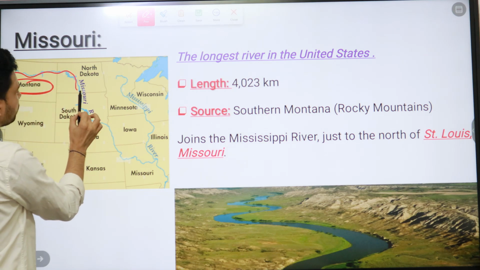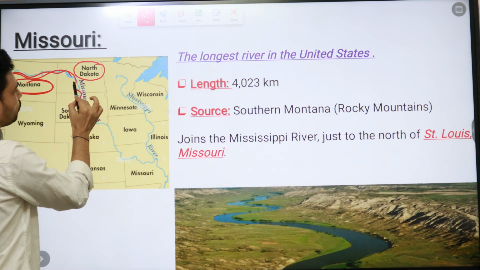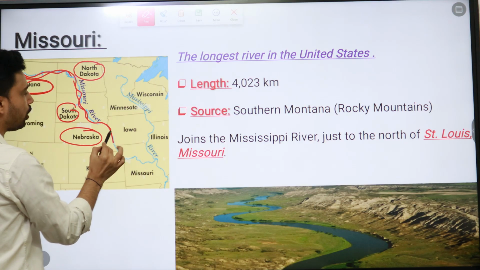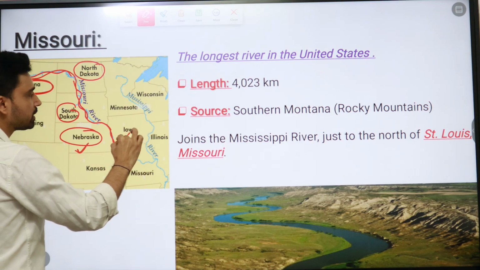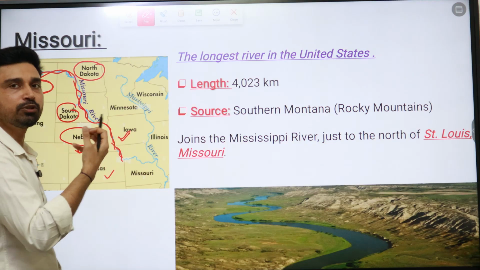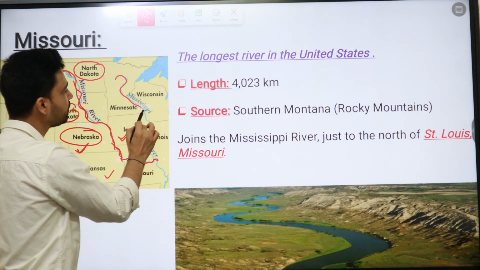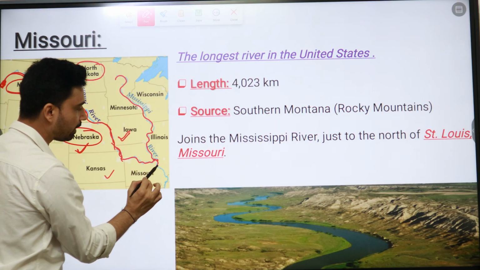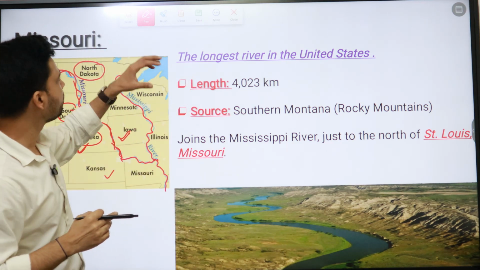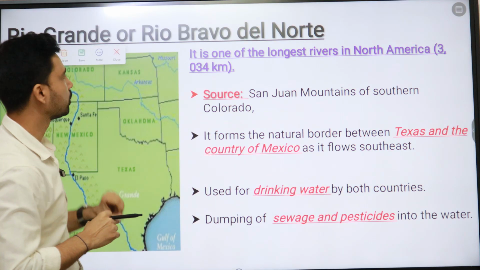After originating from here, you can see it passing through several states. It originates in the state of Montana, then it flows to the state of North Dakota, then to the state of South Dakota, then it enters and flows along the border of 2 major states of US, that is Nebraska and Iowa. Then further it flows along the border of Kansas, and itself Missouri is a state. And then in the state of Missouri, it is joined by the Mississippi River, as you can see from here, and after that it further drains out in the Gulf of Mexico. So very important, from the economic perspective also, a very important river system of North America.